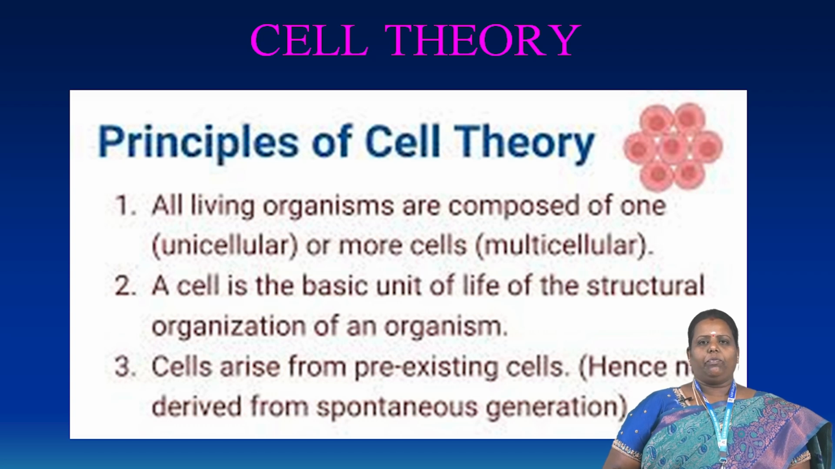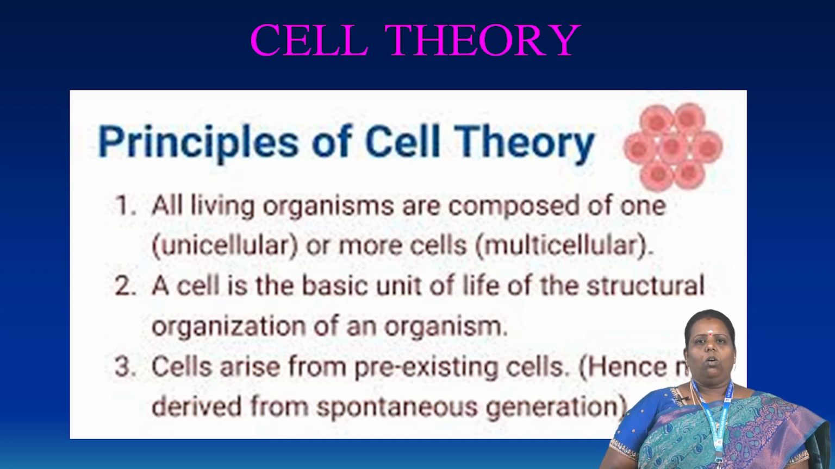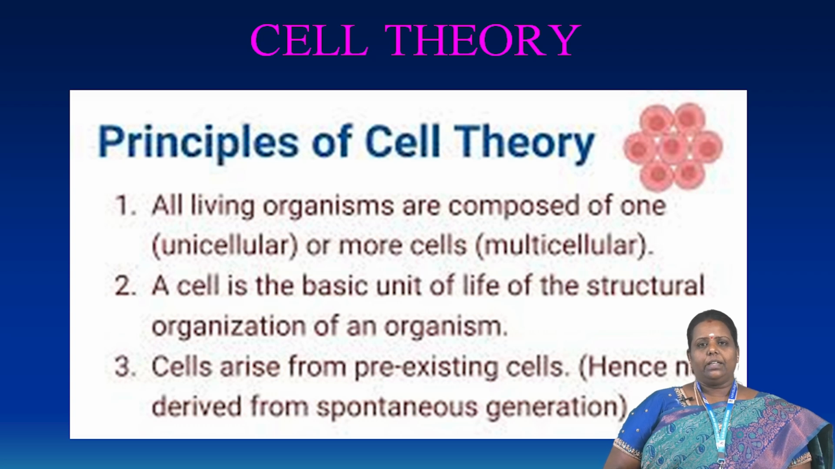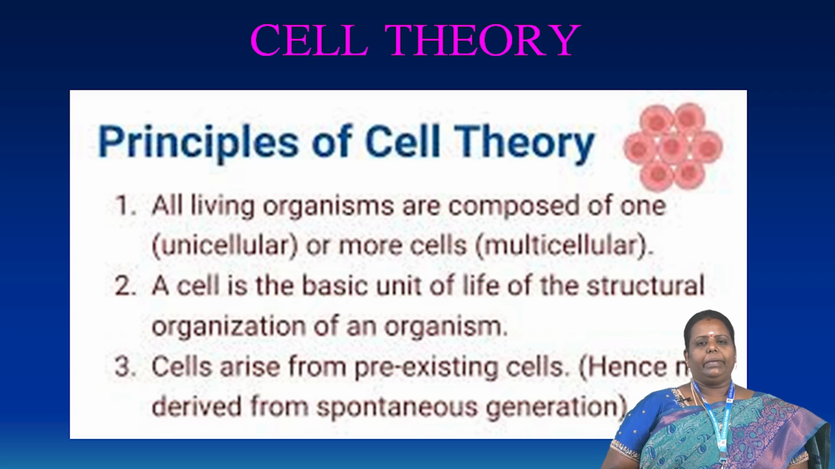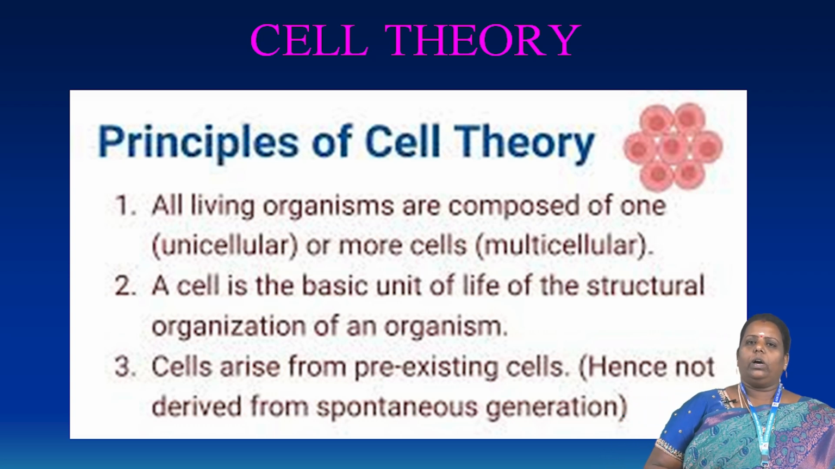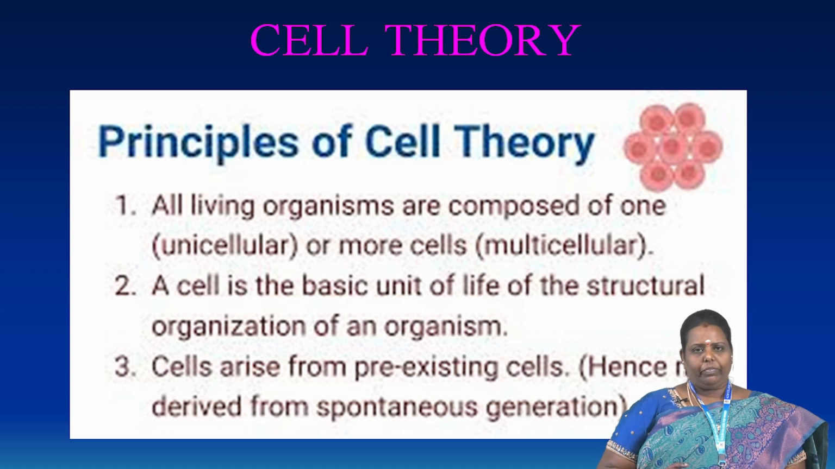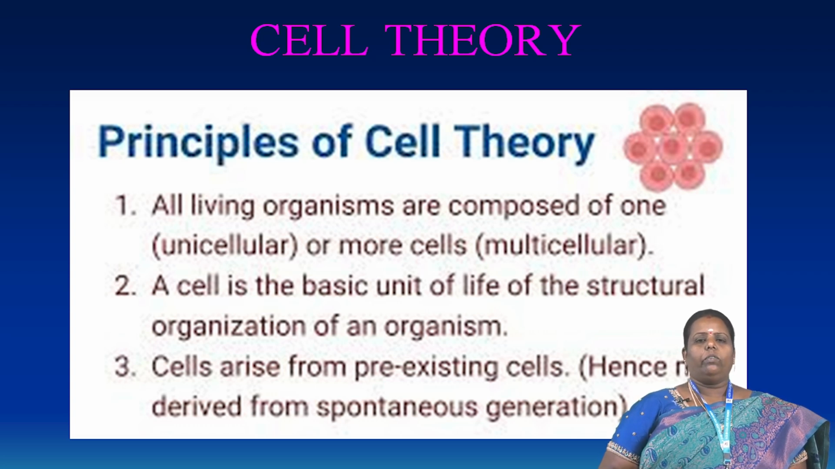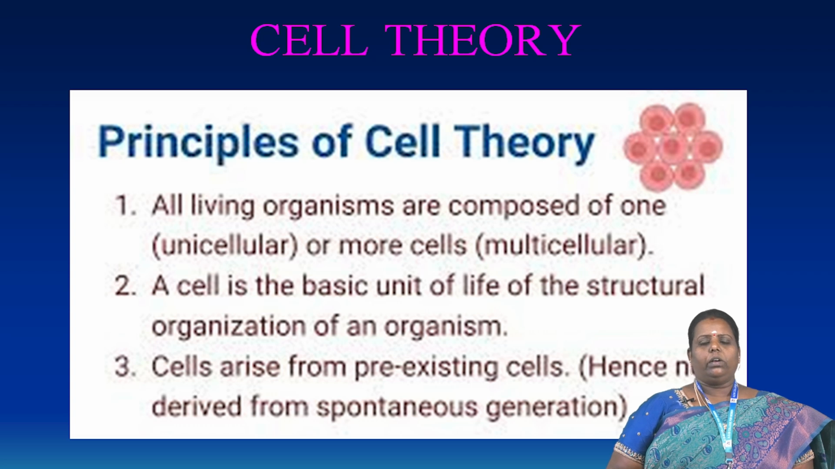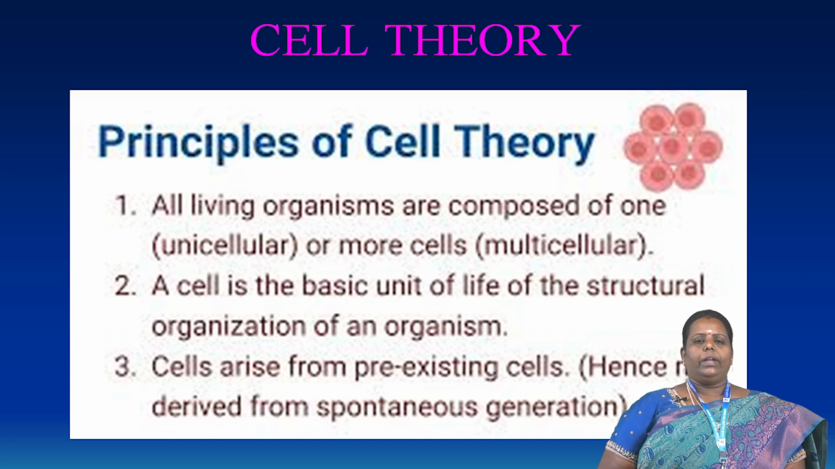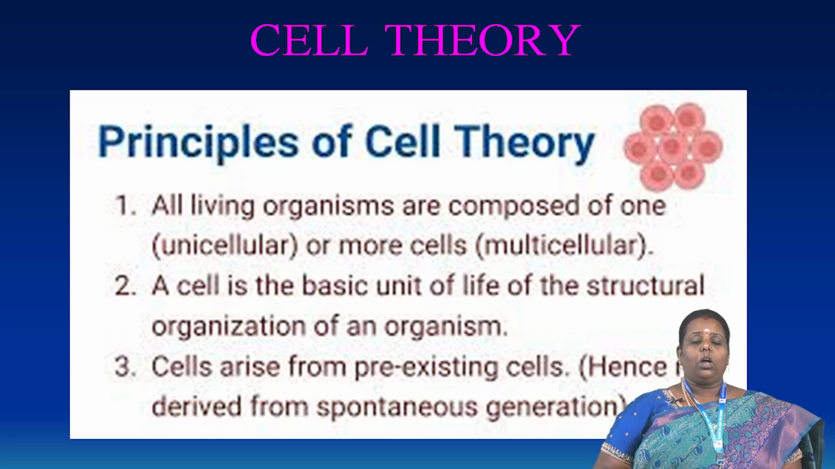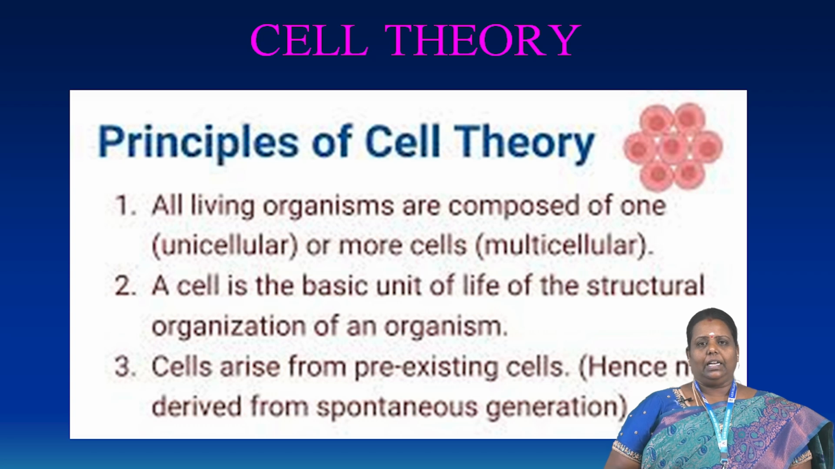Cells arise from pre-existing cells. That is very amazing. Hence, cells are not derived from spontaneous generation. What are pre-existing cells? A very good example is the formation of the embryo in a human being. The egg comes from the mother, and the sperm comes from the father. After that, the zygote is formed. After the zygote, many cell divisions occur, and then the organs form very clearly. So that is why all cells are called pre-existing cells.